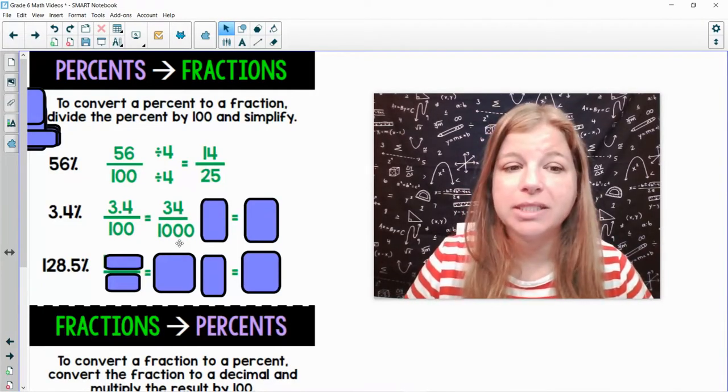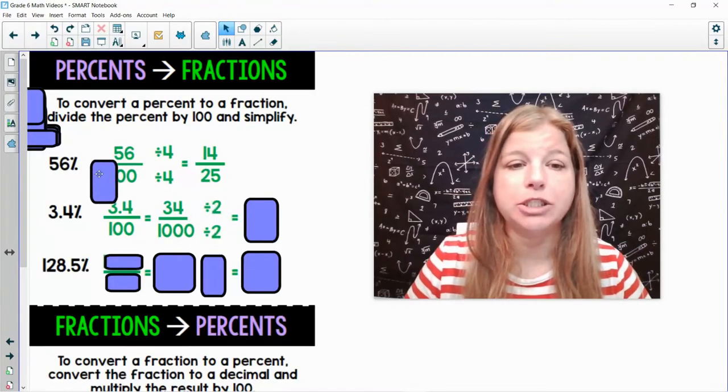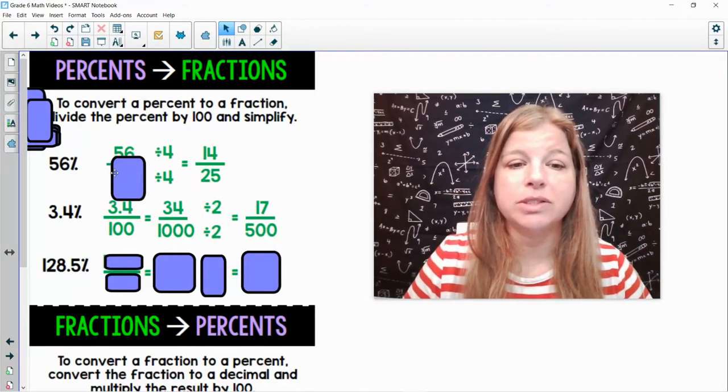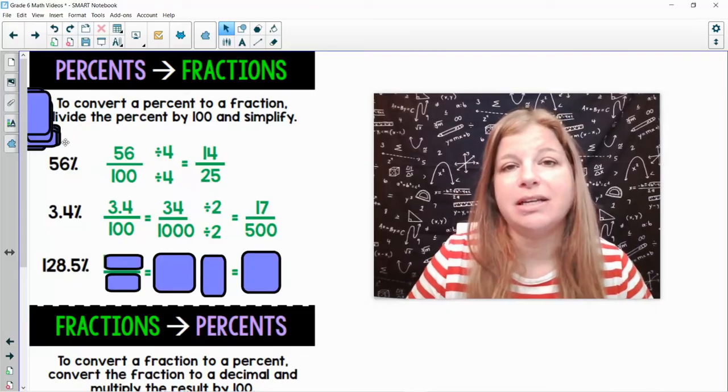I do want to simplify this though. These are both divisible by 2, and when I divide both of those values by 2, I end up getting 17/500ths.